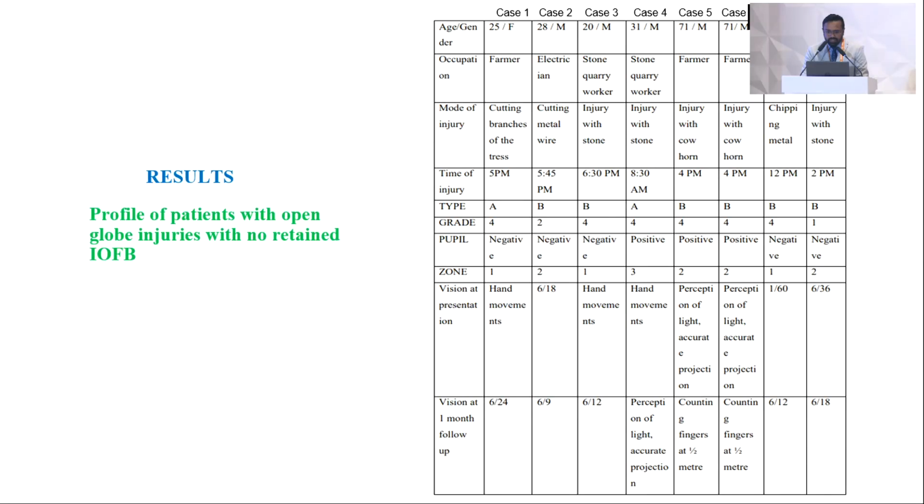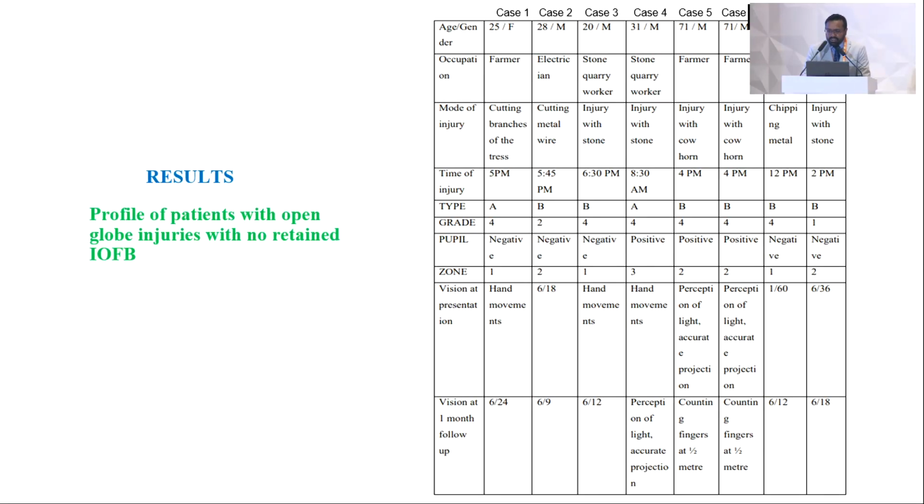while cutting metal wire. For the stone quarry workers, the vision was poor in both patients, with hand movements at the time of incidence, and one patient improved to 6/12, while the other patient did not improve. Then we had 2 farmers who presented with perception of light, and their vision improved to counting fingers at 1 month. Case 7 was a mechanic whose vision improved from 1/60 to 6/12, and the injury had occurred while chipping metal.